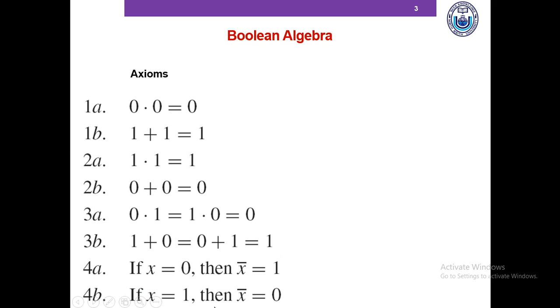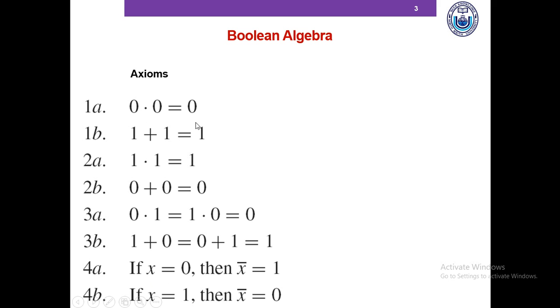These are not things you have to memorize. If you compare these with ordinary algebra, you already know all of them. You already know that 0 times 0 is 0, so we don't actually have to memorize this. And the axioms in 4a and 4b are sort of the definition of the NOT gate. If the input is 0, the output of the NOT gate is 1. If the input is 1, then the output of the NOT gate is 0. These are pretty straightforward to remember.